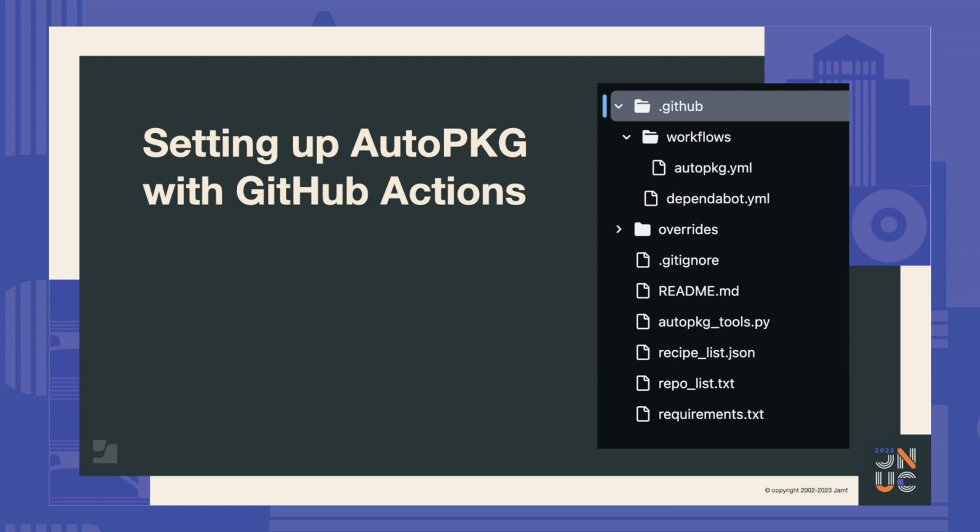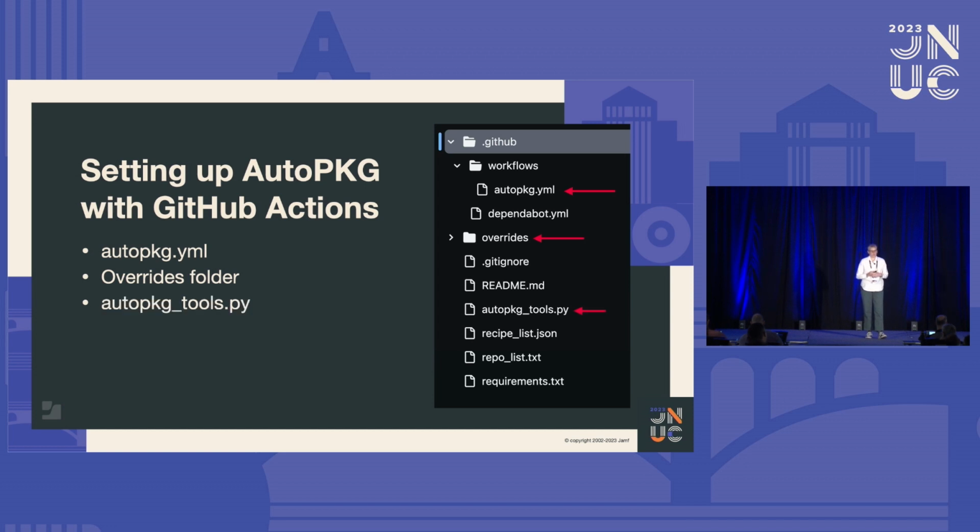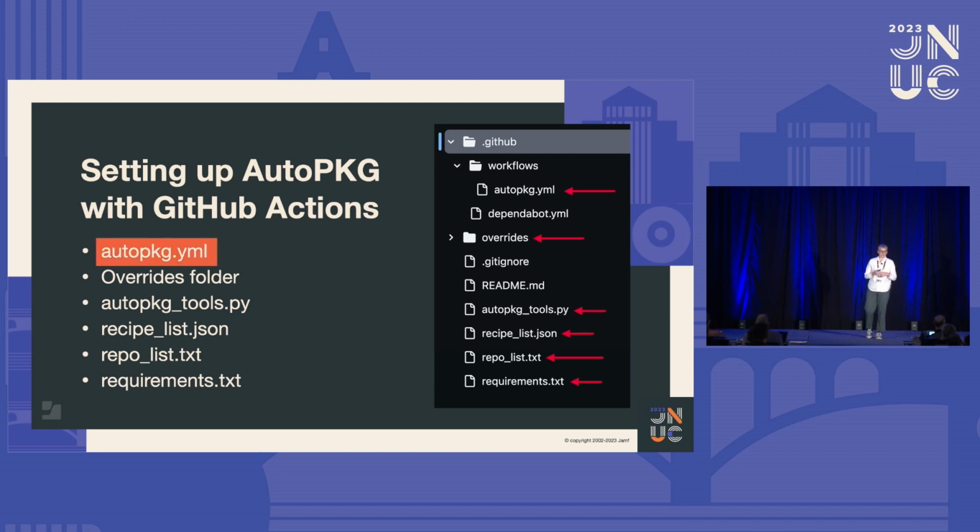So let's actually start digging in to AutoPkg itself. What do you need? What components go into making this a pretty simple workflow to implement? Well, like I mentioned, you need the actual workflow file. So autopkg.yaml is the workflow file. You need an overrides folder. This is where your recipes and templates are stored. You need the AutoPkg tools Python script. You need a recipe list, a repo list, and then there's the requirements.txt file. We're going to spend most of our time on the AutoPkg YAML workflow file, like I mentioned earlier.